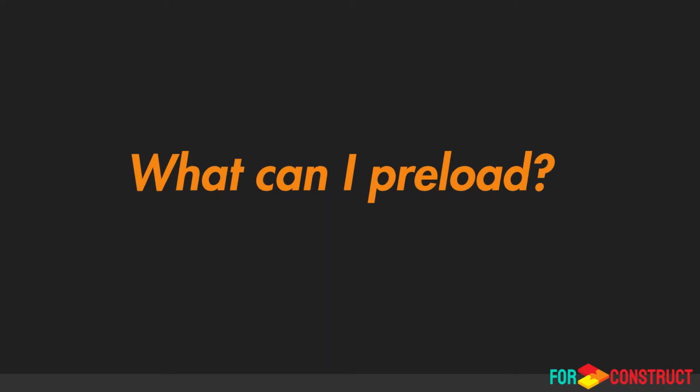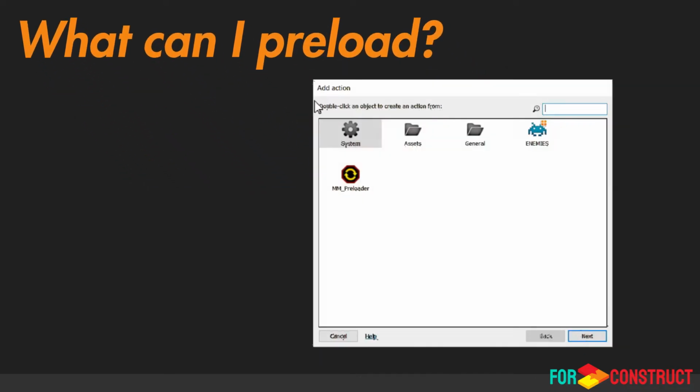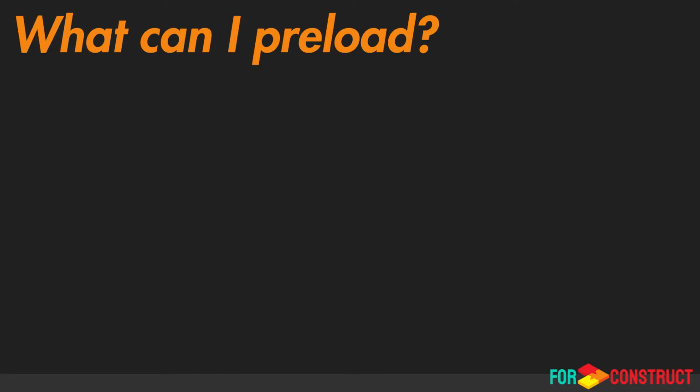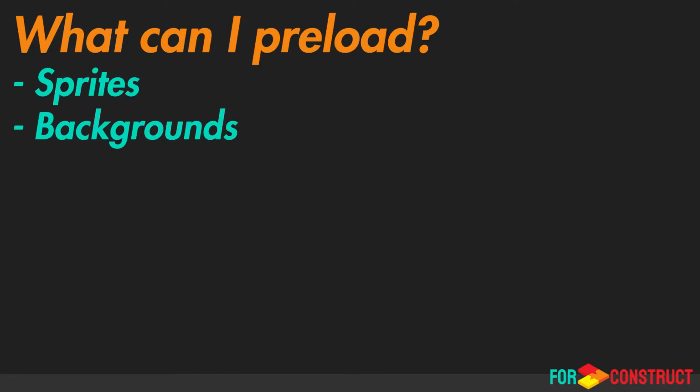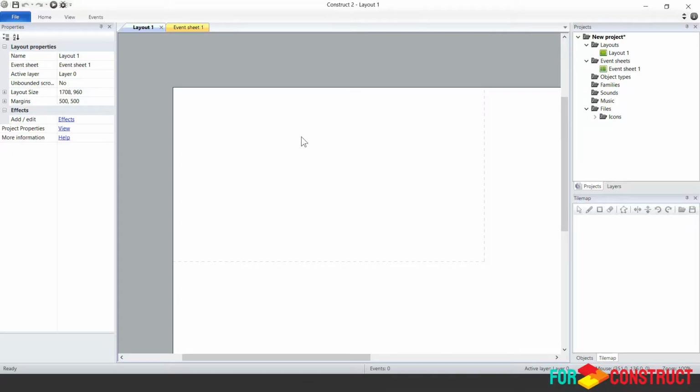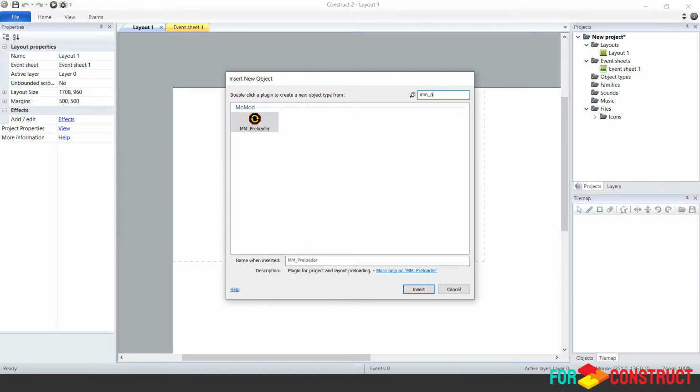With Preloader, you can actually preload anything. Thanks to the ability of hooking custom functions to the preloader, you can preload sprites and other graphical assets, but also Ajax, multiplayer connection, some specialized calculations, and more. Once the Preloader plugin is installed, you simply add it to the project same as other plugins or objects.